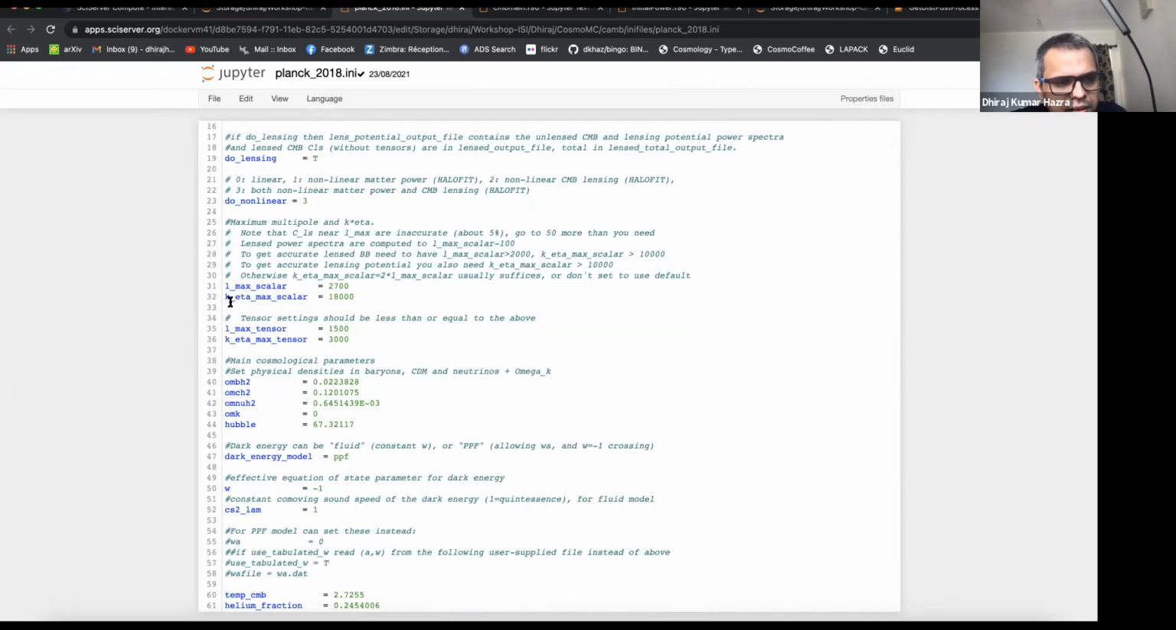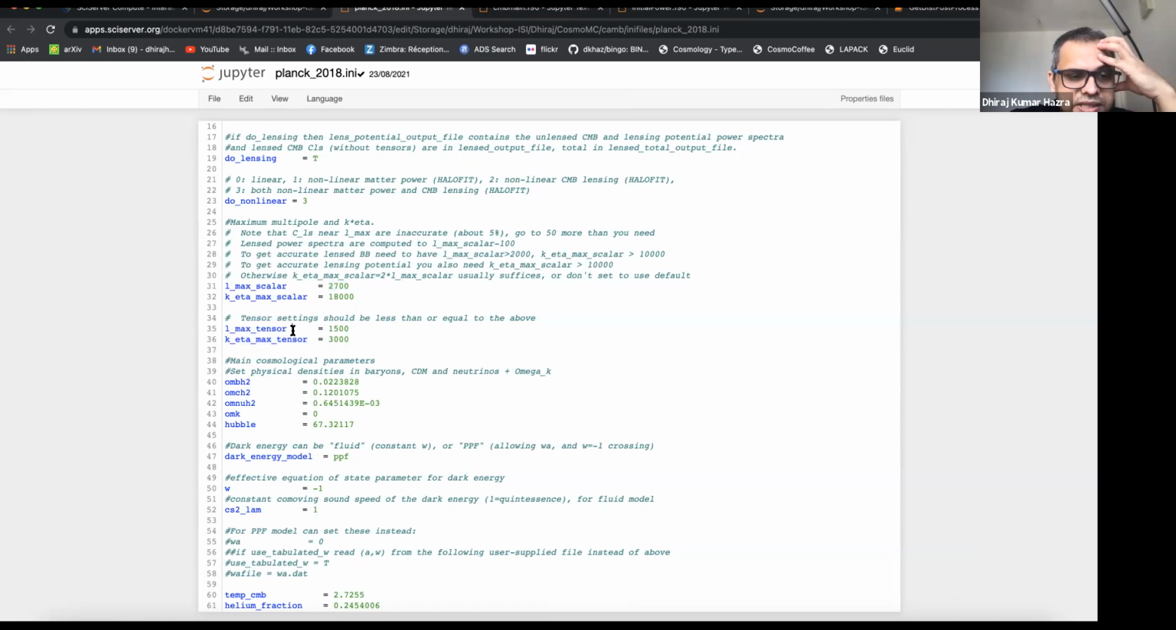Here Lmax scalar is given, that is, how much Lmax you would like to see, so what small scale you would like to explore. Lmax for Planck is 2500. Usually you have to put it a little bit extra in order to incorporate the lensing, of the order of 100 or 200 extra. So you write it as 2700.